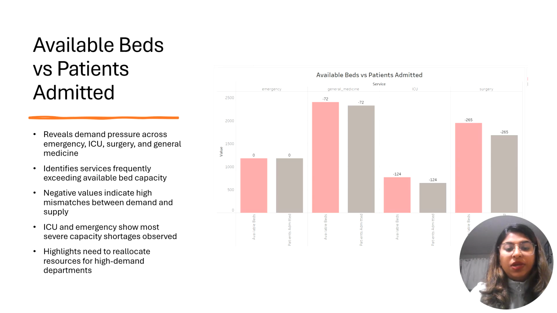The second chart compares available beds with the number of patients admitted across services. It immediately shows which departments are under the most pressure. Whenever we see negative values, it means patient demand is higher than the available bed capacity. The ICU and emergency departments stand out as consistently exceeding capacity, and this suggests that these areas may require additional resources or a redesign of patient flow to better manage the demand. Understanding these gaps is crucial for improving wait times and the patient experience.